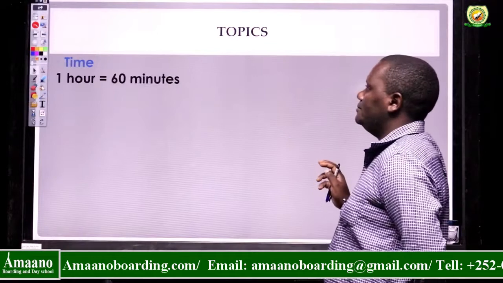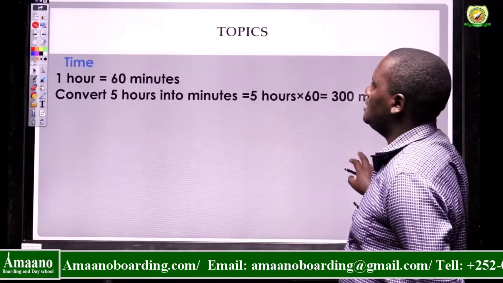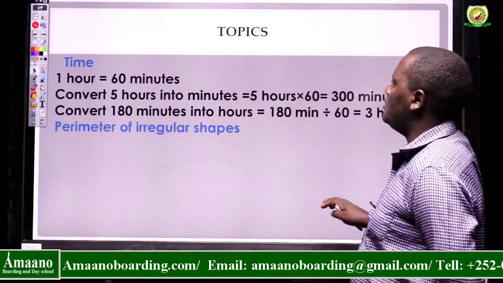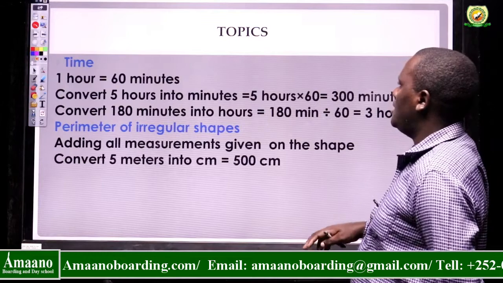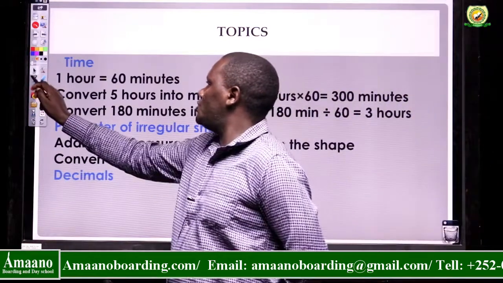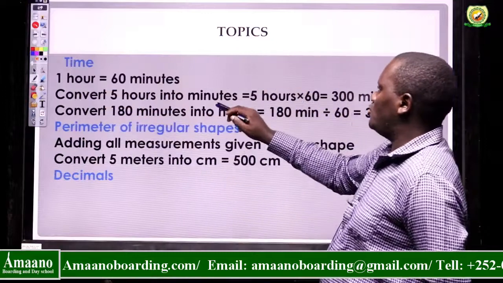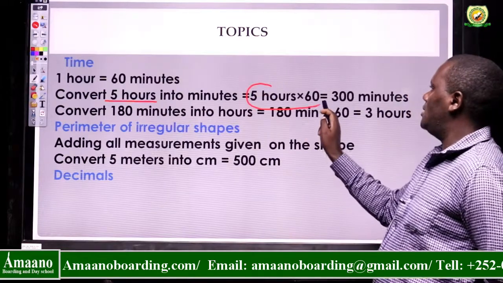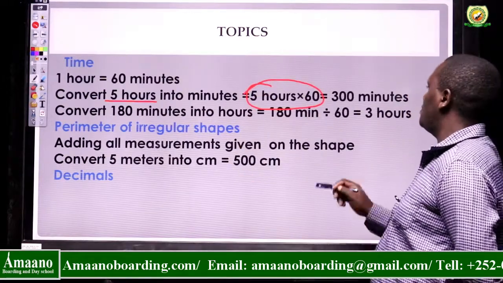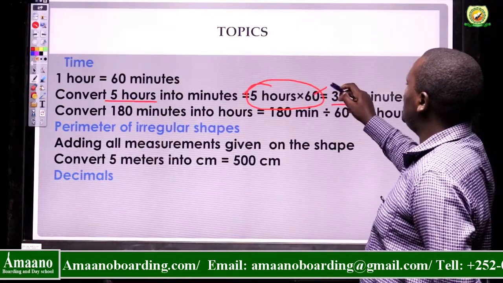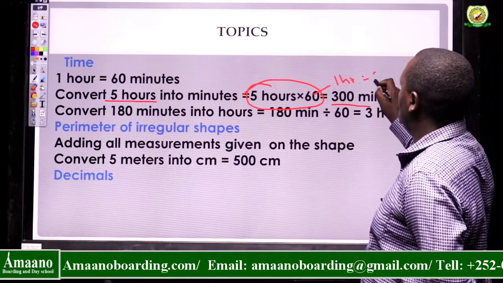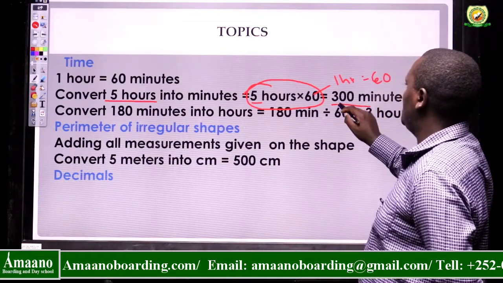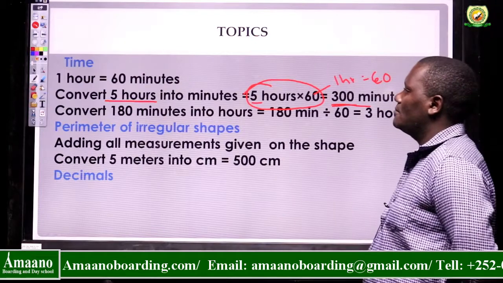the time again. 1 hour, it has 60 minutes. How can you convert hours into minutes? For example, we are given 5 hours. You convert it into the minutes. What we do there is, when you are asked to convert 5 hours into minutes, you take the 5 hours, multiply by 60. Because this 60 means 1 hour, it has 60 minutes. So these are 5 of them. That is 60, 60, 60 up to 5 times. Then we find it is 300 minutes.